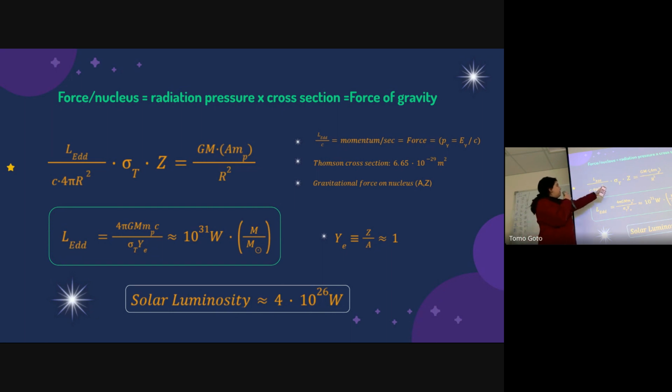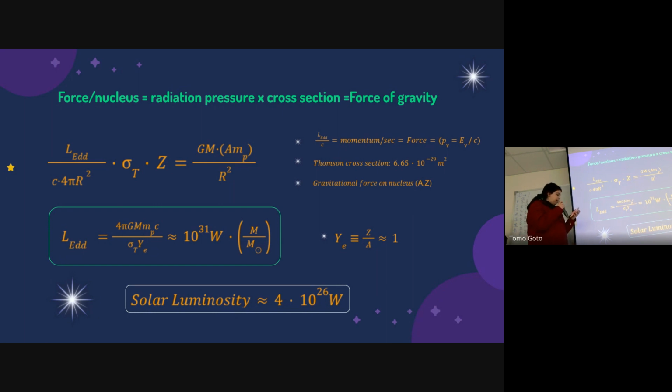So now here we can cancel the R's, and we solve for luminosity. And we incorporate this Y, which is just C over A, which for most stars is 1. And if a star is completely made up of hydrogen, it's just going to be 1. So we make this assumption.